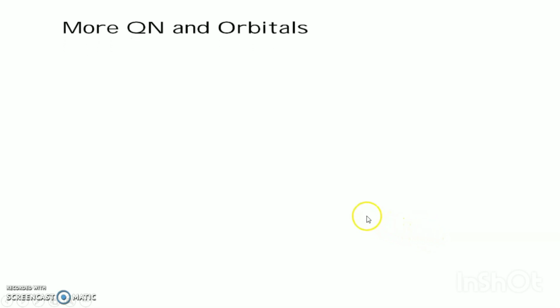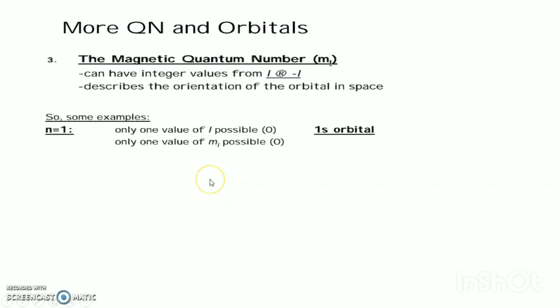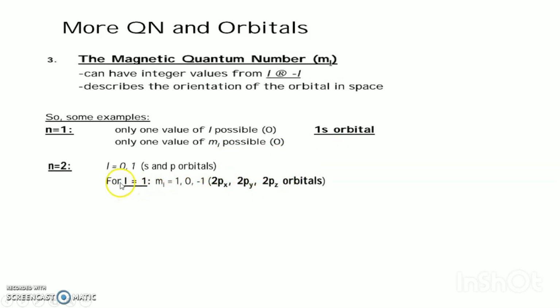More quantum numbers and orbitals. The magnetic quantum number ml can have integer values from L to minus L, and describes the orientation of the orbital in space. For some examples, n equals 1: only one value of L is possible, 0, and only one value of ml is possible, 0, the first orbital. For n equals 2, L equals 0 and 1, s and p orbitals. For L equals 1, ml equals 1, 0 and minus 1: 2px, 2py, 2pz orbitals.